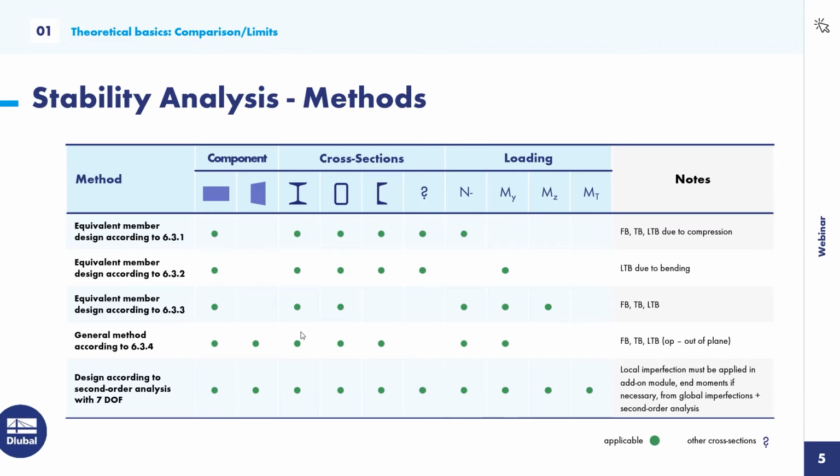And with the examples, I will compare these 3 methods. Equivalent member design according to 6.3.3, general method, and the design according to second order analysis with 7 degrees of freedom.